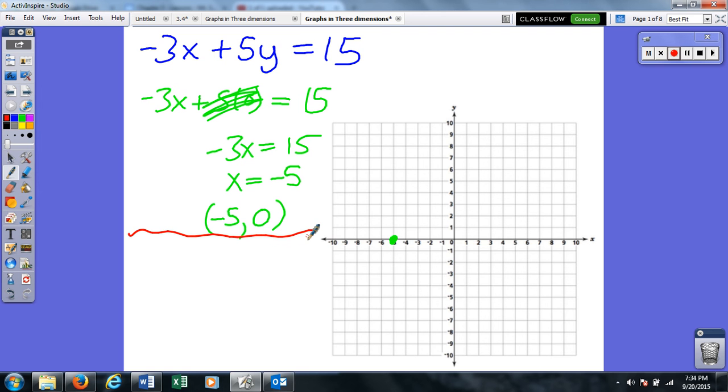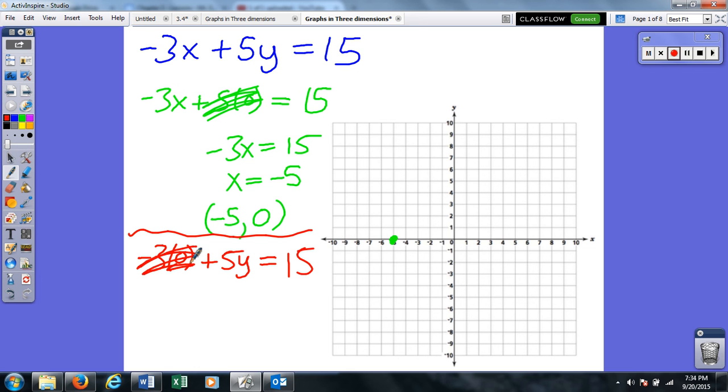We can do the same thing for the y-axis. So the x value on the y-axis here, on this red line, is going to be 0, because x tells you how far you are left to right. And so if you're right on the y-axis there, the x value is 0. So if we plug in 0 for x, then we can find the y-intercept.